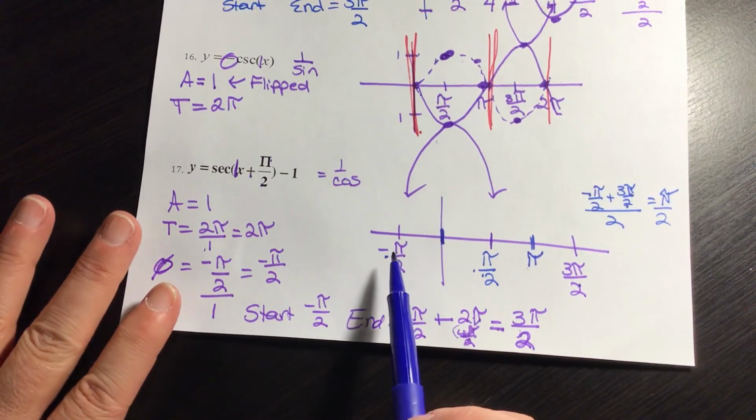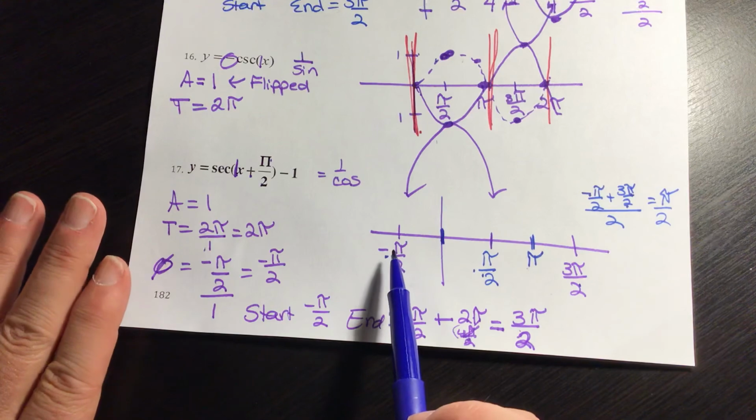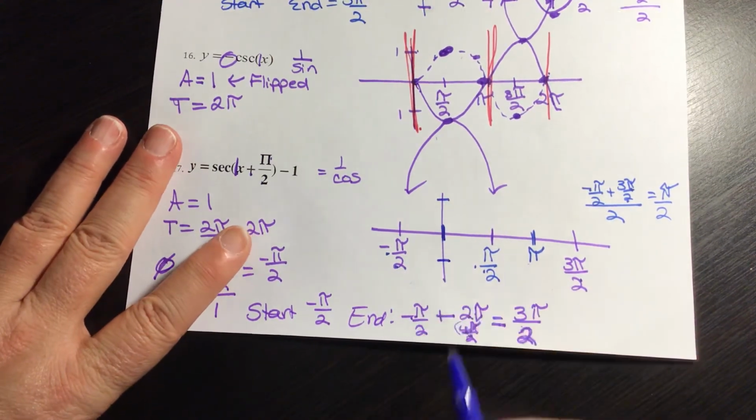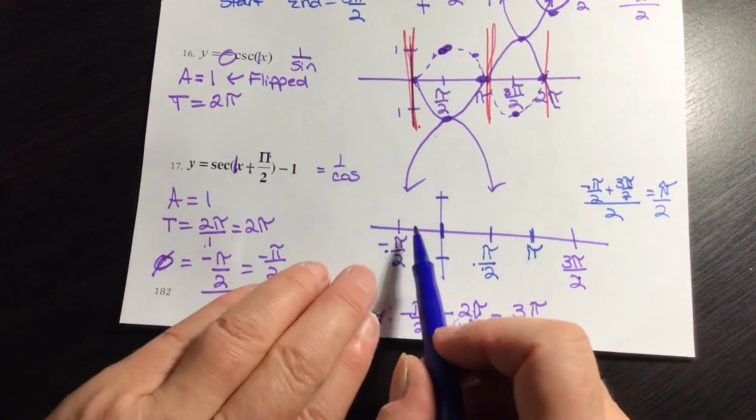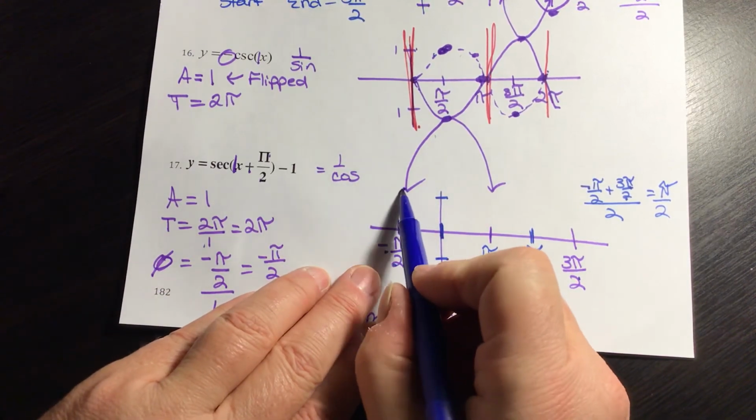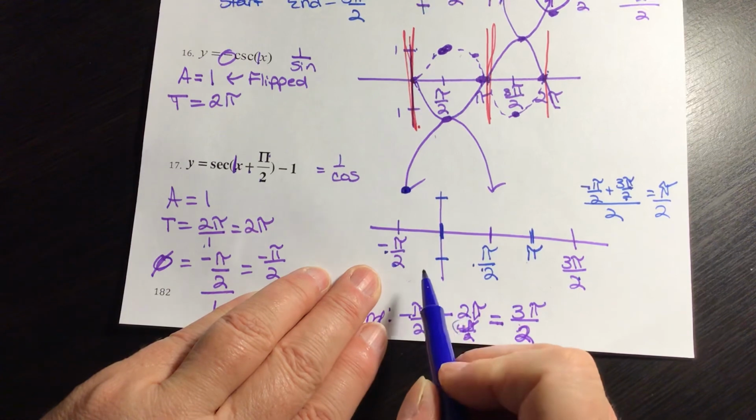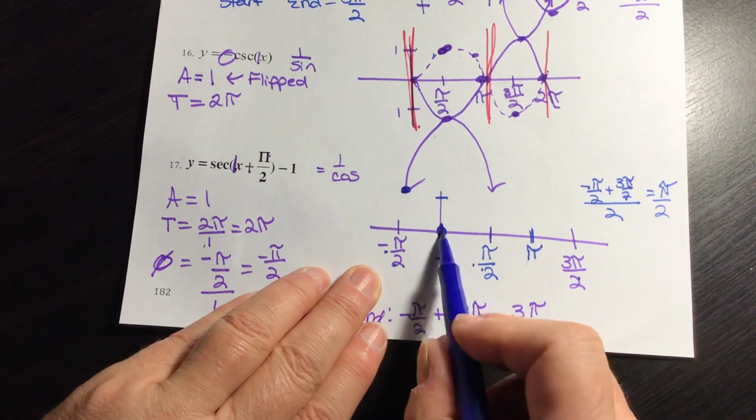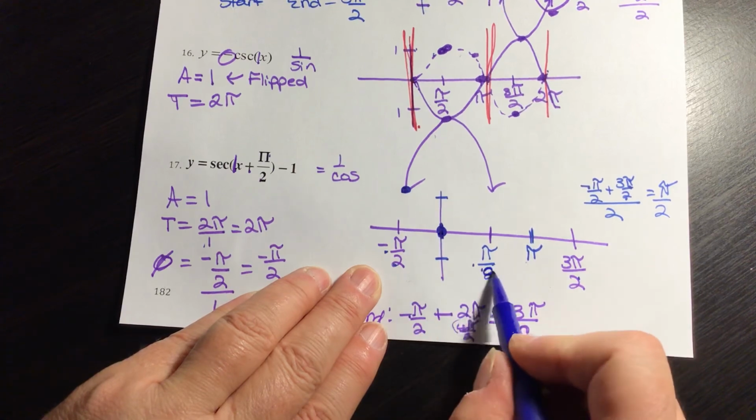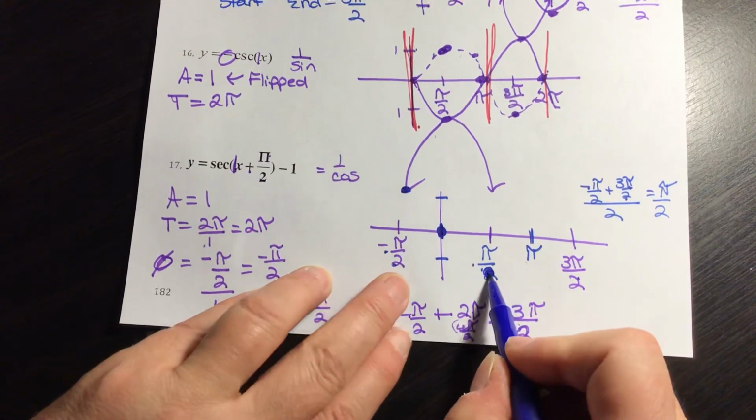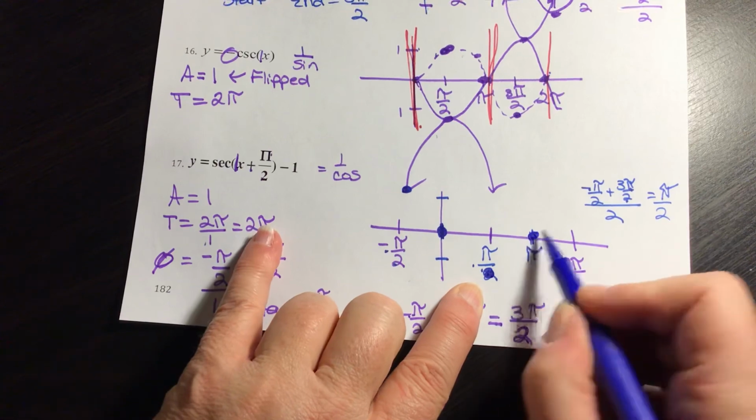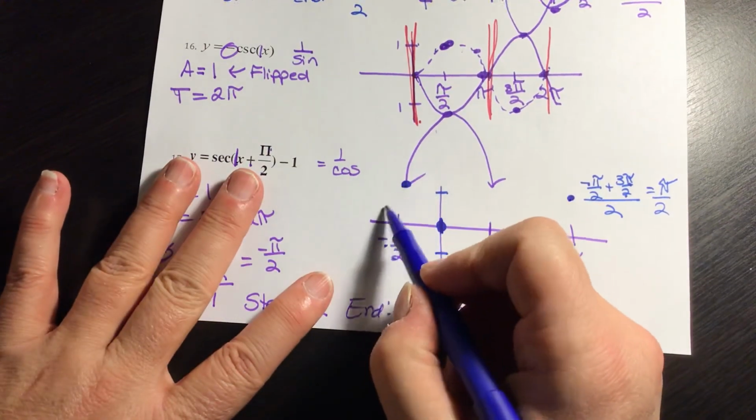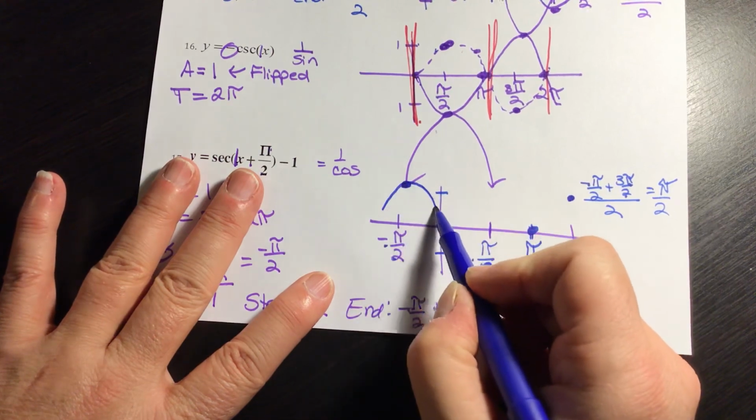So if I were to graph one cycle of cosine, my amplitude is 1. For cosine, I'm going to start at my maximum amplitude, come down to an x-intercept. I'm going to go down, come back up to an x-intercept, and then here's my max. So my cosine graph is going to look like this.